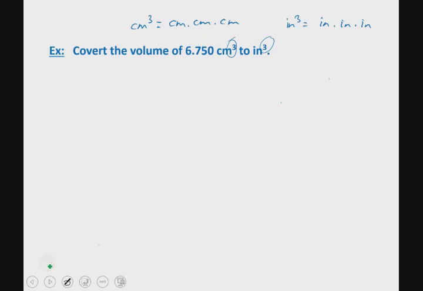Okay, so now let's set it up. We do know that 1 inch equals 2.540 centimeters.